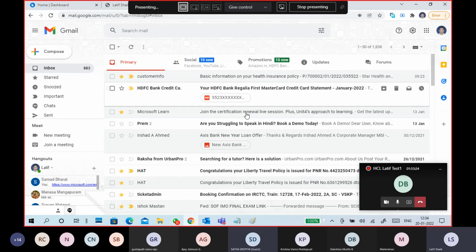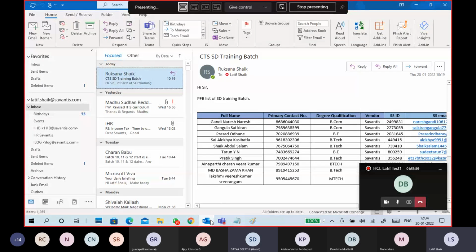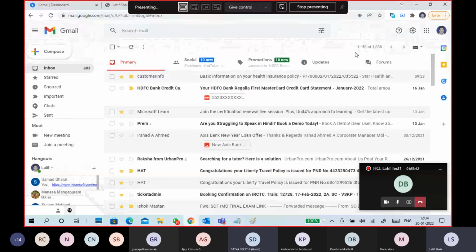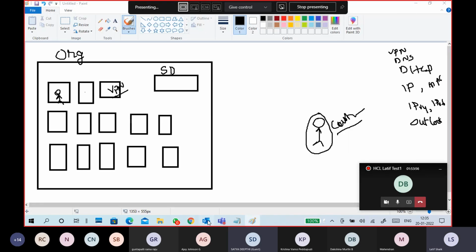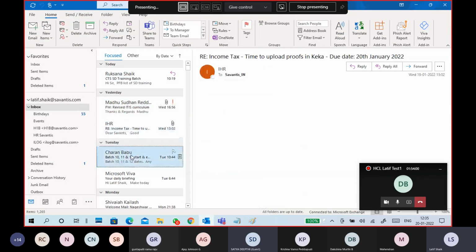These mails are not stored in my local laptop. The mails are stored in the Gmail server only. So these mails cannot be accessed if the internet is disconnected. If the internet is disconnected, I can't open these mails. But in Outlook I can open mails anytime, with or without internet.